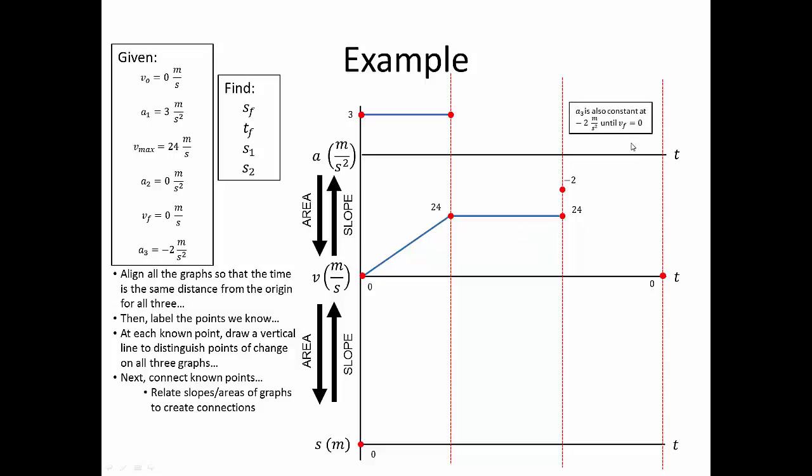Next, we know that our acceleration at the end decreases by 2 meters per second squared, or a negative 2 meters per second squared, until our final velocity is 0. This is a constant acceleration. So we can go ahead and draw that line in as a constant acceleration line, where the acceleration stays at -2 with respect to time until we get to the end of our problem.